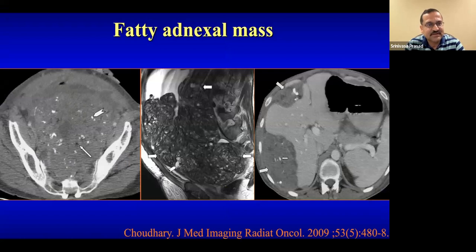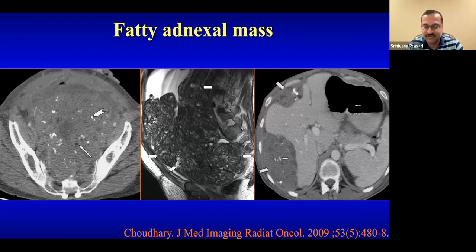Here is an example, both CT and MRI, of a patient with so-called immature teratoma. Immature because it has immature embryonal tissue, particularly neuroepithelium. And these patients may develop what is referred to as gliomatosis peritonei, which is the proliferation of the neuroepithelium throughout the peritoneum.